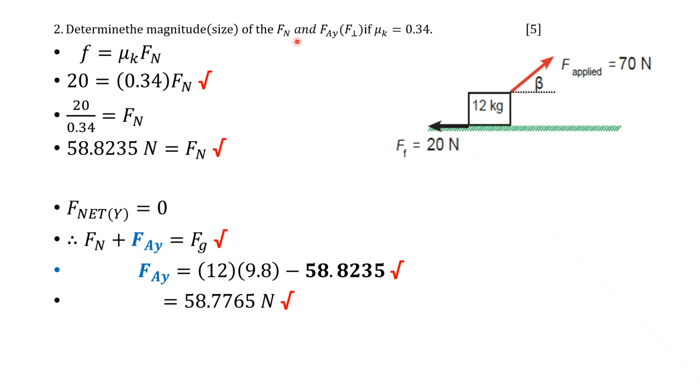Determine the magnitude of my normal force and my force applied in the y direction, or force perpendicular, if mu k equals 0.34. So we've given you force of friction. You know it's 20 newtons. Equation for force of friction, F equals mu k times Fn. Right, so friction is 20. Mu k was given as 0.34. So 20 divided by 0.34 should give me my normal force. Right, and if I divide that, I get 58.8235 newtons as my normal force. Right, now to get my force in the y direction, I first need to understand that there's no movement in the y direction.